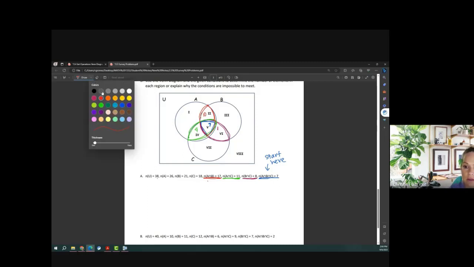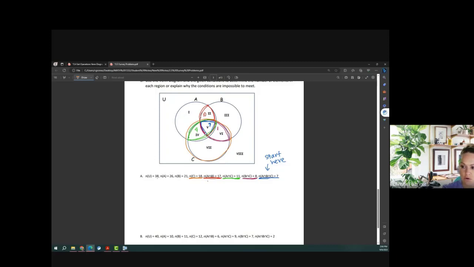Next one, let me do orange. Circle C has 18 elements. Set C is this entire circle. This circle has 4 different regions. We have region 4, 5, 6, and 7. We need all 4 of those regions to total to 18. So we have 4 plus 7 is 11, plus 1 is 12. We have 12 elements already in our circle, and we need to get to 18. So we need 6 more elements to get to 18.